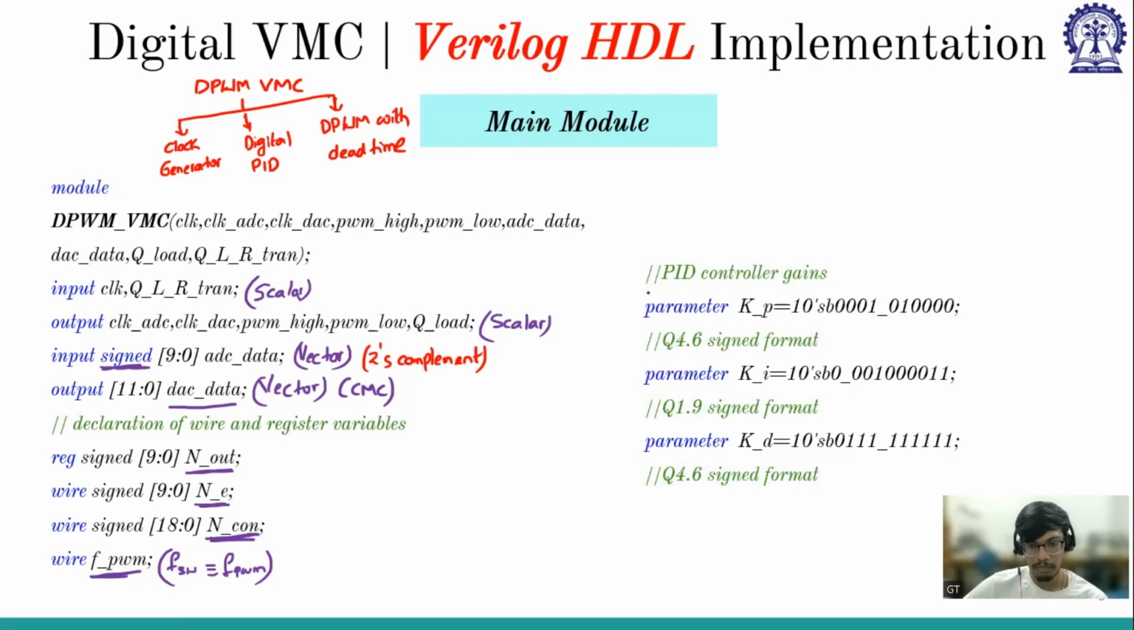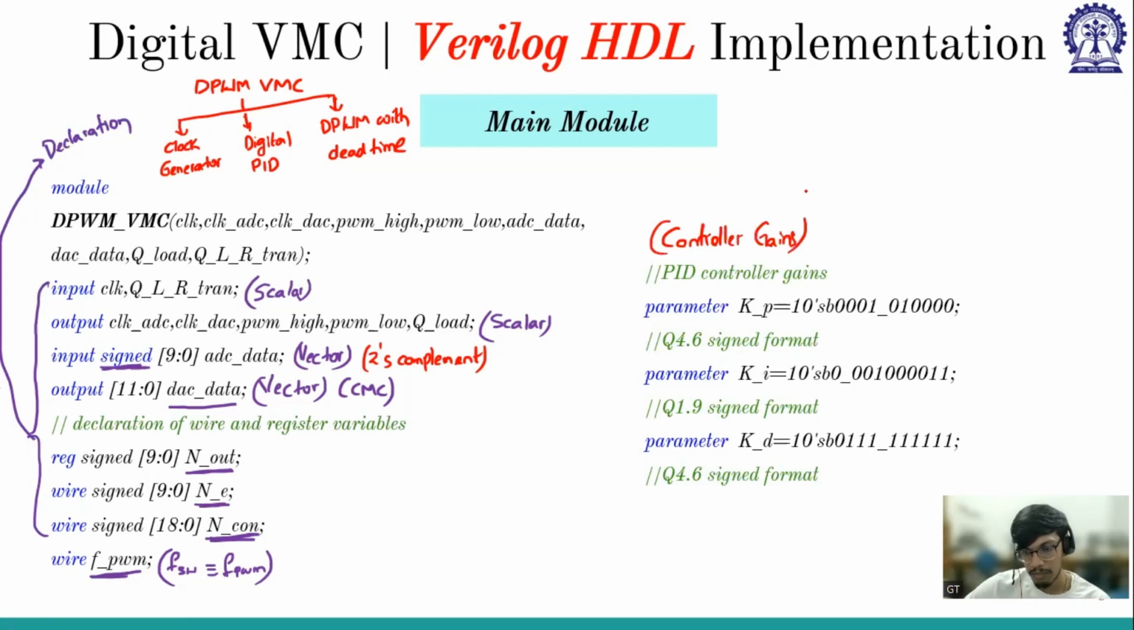Coming to the next part. So after this entire declaration, SAR has defined what are all the parameters or controller gains. Whatever controller gains that are designed, again, these are not some random numbers. These are designed using pole zero cancellation or whatever methods that we have discussed for digital VMC. So using those methods, SAR has designed this KP, KI, KD for this voltage mode control.